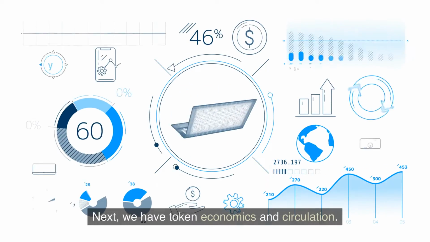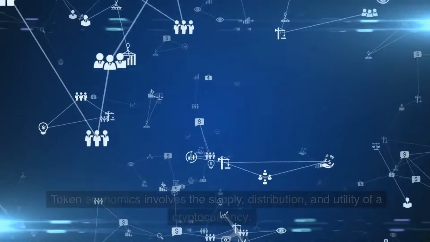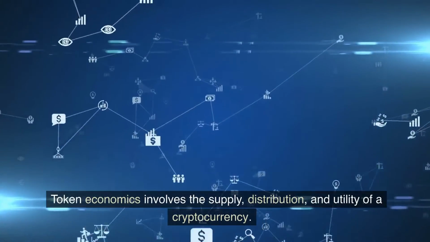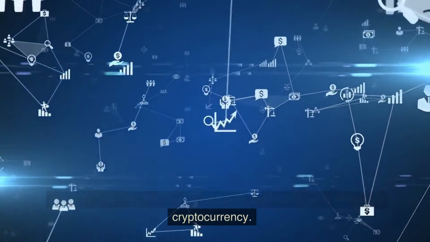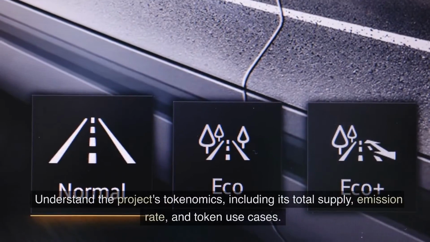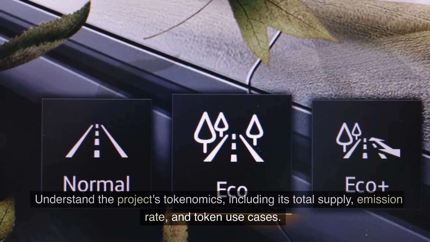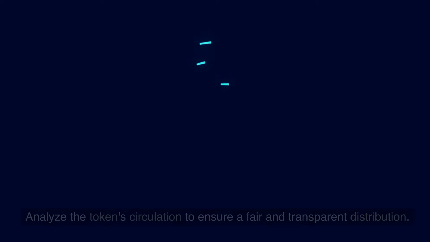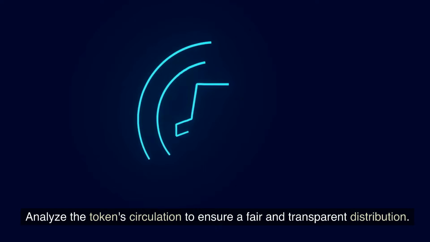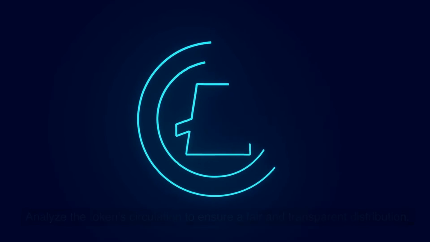Next, we have token economics and circulation. Token economics involves the supply, distribution, and utility of a cryptocurrency. Understand the project's tokenomics, including its total supply, emission rate, and token use cases. Analyze the token circulation to ensure a fair and transparent distribution.